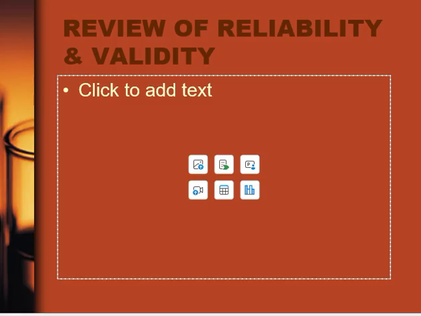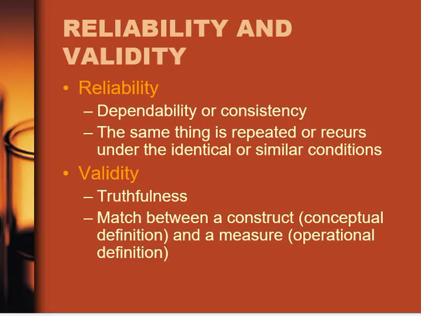So just going to review a little bit of reliability and validity. We went through this the other day, but just to refresh, as it's important to understand for this topic. We know then that reliability is obviously dependability or consistency. It is the same thing as repeated or reoccurs under identical or very similar conditions. In contrast, you can have validity, which is the truthfulness. So it really is like, are you actually measuring what you want to be measuring? Are you measuring the truth? It is the match between the definition of your variable and how you're measuring it.